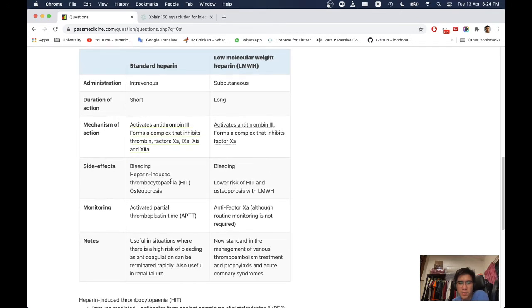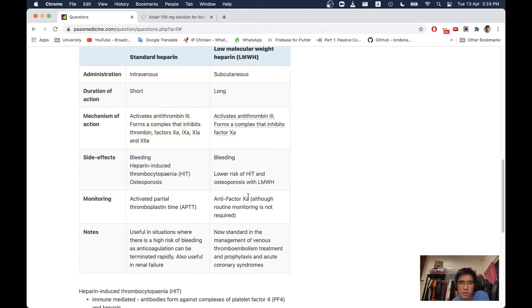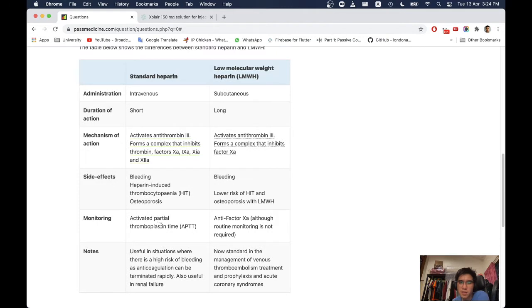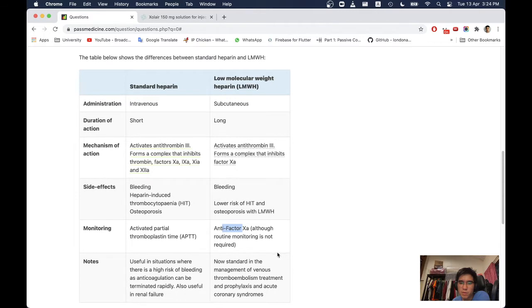Side effects: bleeding, heparin-induced thrombocytopenia, and osteoporosis. In low molecular weight heparin, there's a risk of bleeding, but there is a lower risk of heparin-induced thrombocytopenia and osteoporosis. Monitoring of standard heparin is with APTT. I think APTT measures the intrinsic pathway, which includes factor 12, factor 11, factor 9, factor 8. And for low molecular weight heparin, anti-factor 10A, although routine monitoring is not required.